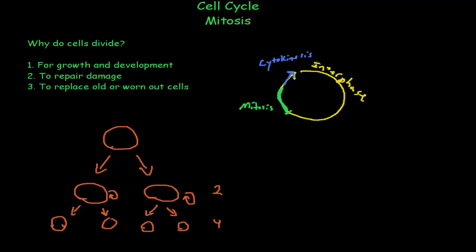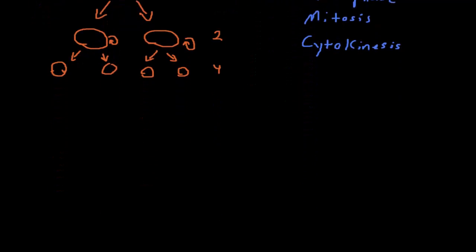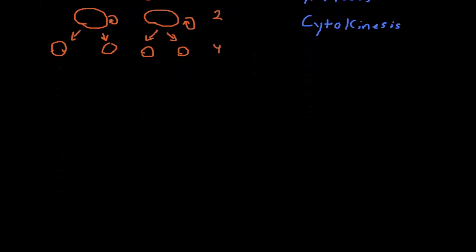This is mitosis. So our 3 parts of the cell cycle are interphase, mitosis, and then cytokinesis. All right. So let's break these down a little bit more. We'll start off with interphase.